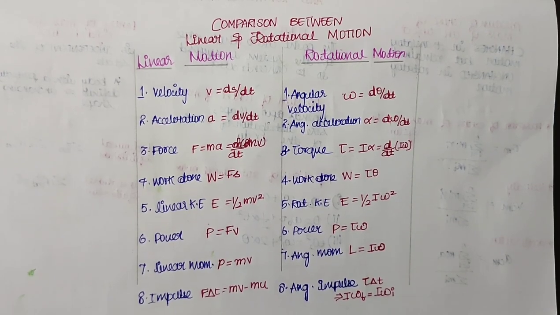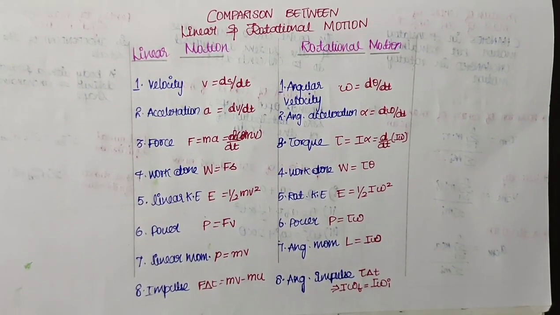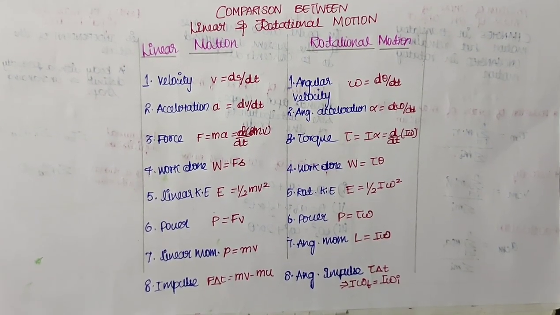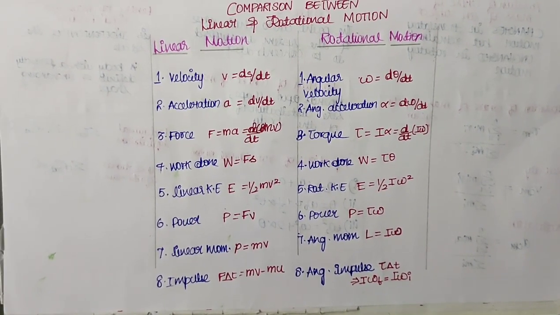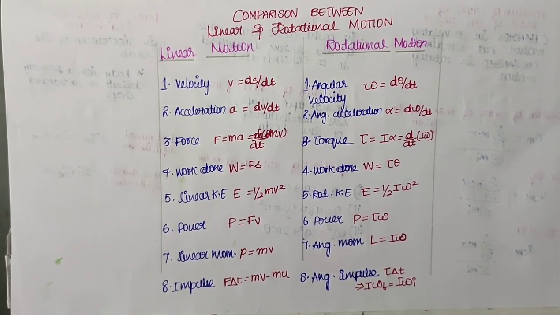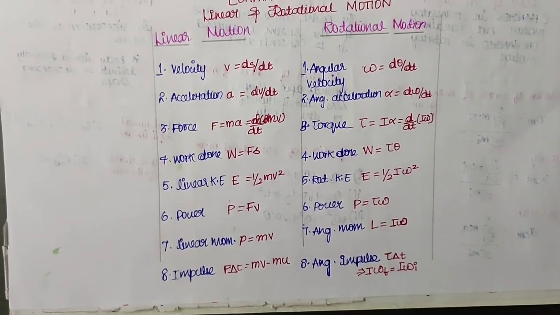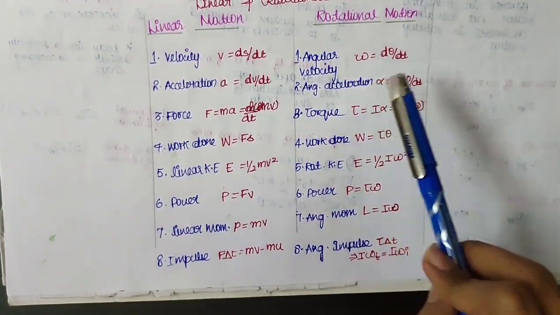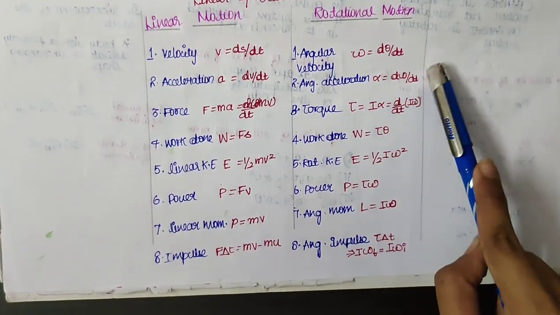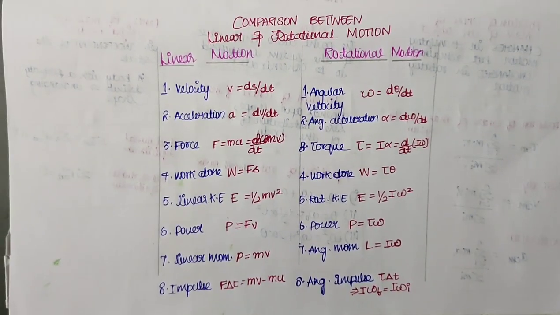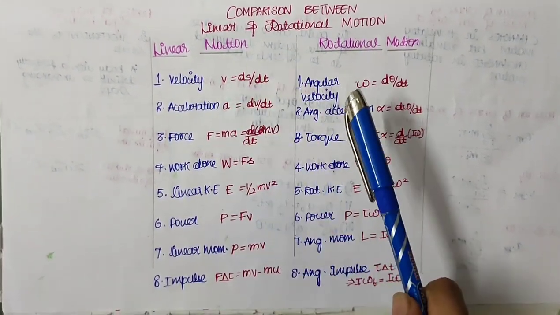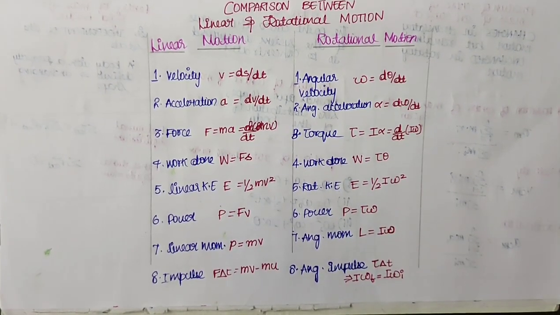Once you start studying by comparing the differences, it will be really easier for you to memorize the formulas. So let's start with it. The velocity of linear motion is v equal to ds by dt. In rotational motion, the angular velocity is denoted by omega, and it is equal to d theta by dt. So the first difference we can see here is that in linear motion the velocity is denoted by v, but in rotational motion it is denoted by omega.